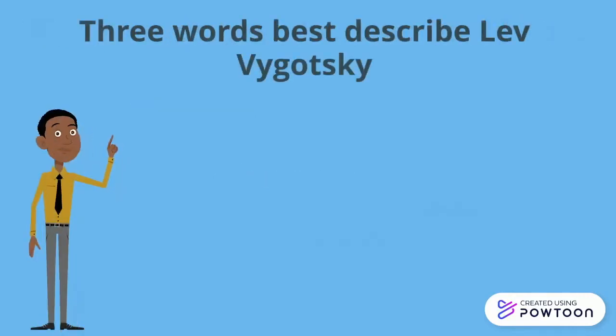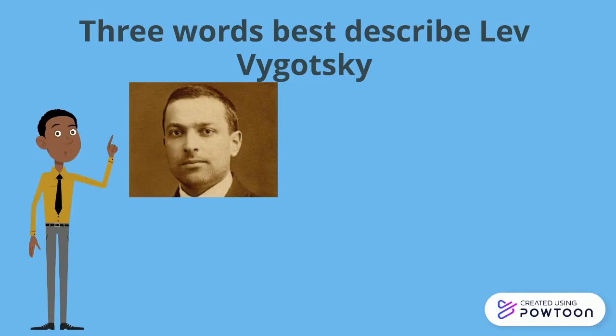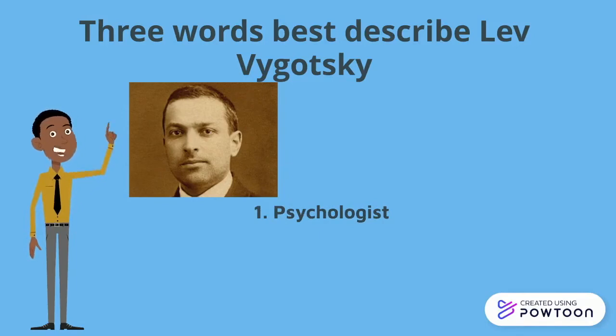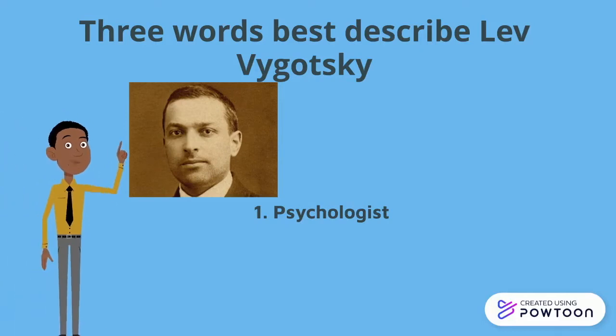3 words to best describe Lev Vygotsky. Number 1, psychologist. Lev Vygotsky was ranked 83rd most influential psychologist in a ranking of eminent psychologists. Vygotsky was identified as 83rd most influential psychologist during the 20th century. Number 2, an author. Having written 6 books in 10 years, Vygotsky was a prolific writer, publishing 6 books on psychology topics over a 10-year period. His interests were diverse, but often centered on issues of child development and education.